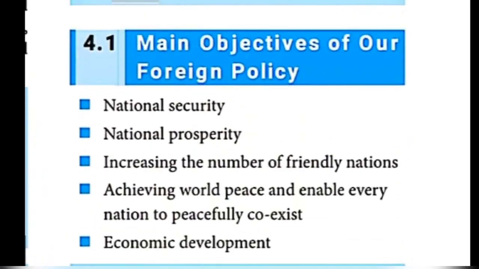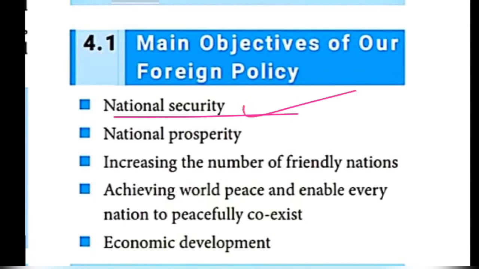Then next, under the heading 4.1, page number 269, five points are given. What are the main objectives of India's foreign policy? The first one, India's national security. Security, what is the meaning? Protection, securing the people's rights. That's the meaning of national security.